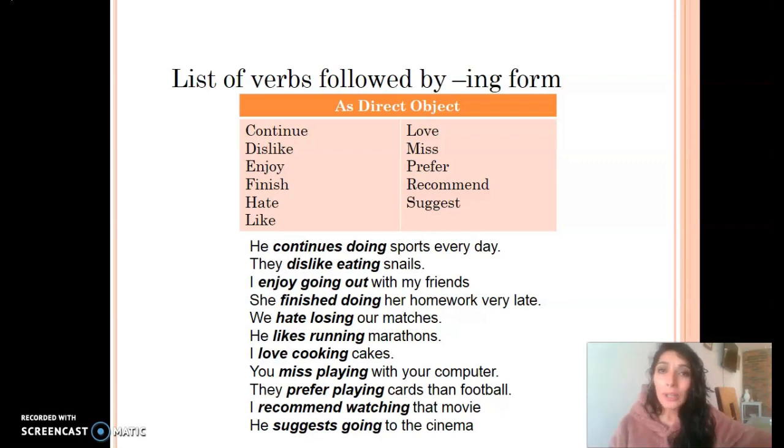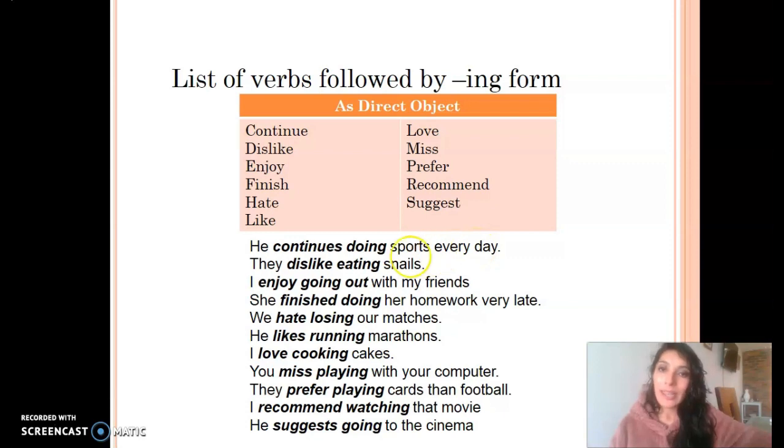And how can you recognize these verbs that are followed by the gerund form? There is no way, there is not an exact way. You have just to bear in mind and try to remember these verbs in order to write correctly and properly. So, the first verb that I mentioned that accepts gerunds as the object of the verb was continue.